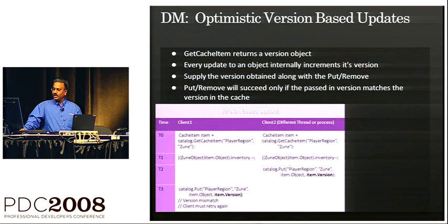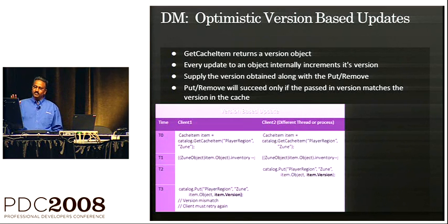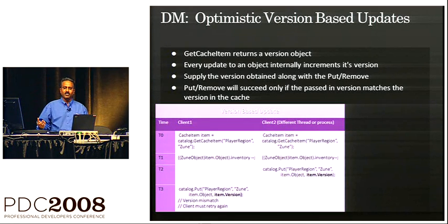Let's look at a few other concepts in the DM. Some of the things are very interesting, and we did them for performance reasons. One of them is the optimistic version-based update. When multiple applications and multiple threads are accessing the object, how do we provide synchronization and concurrency between them? We support both pessimistic as well as optimistic.